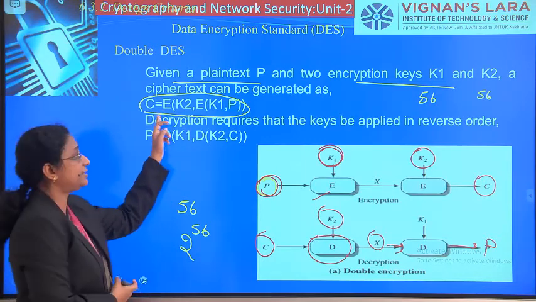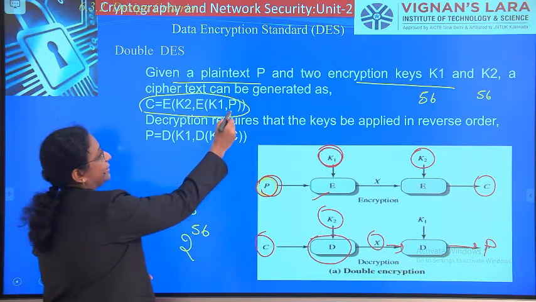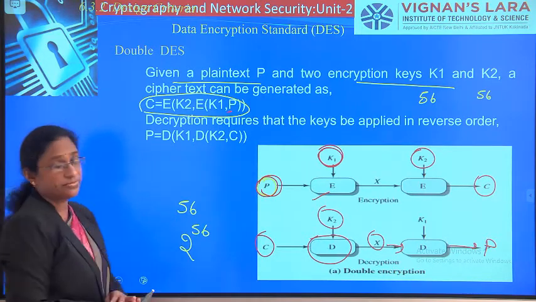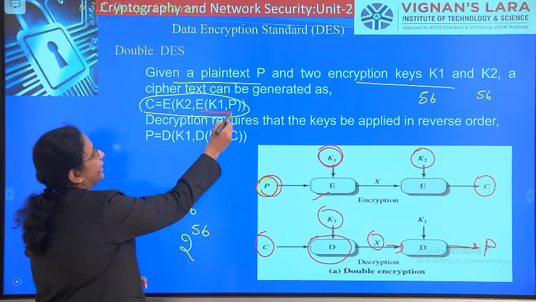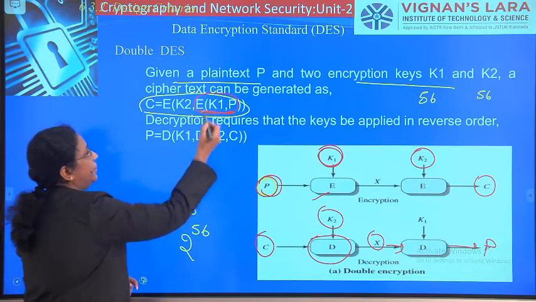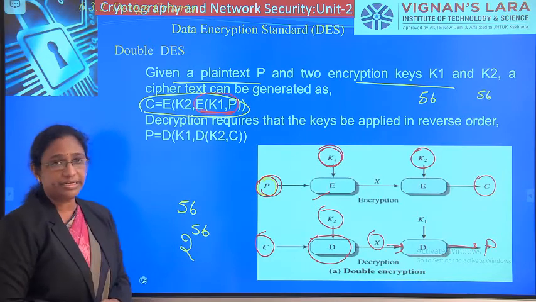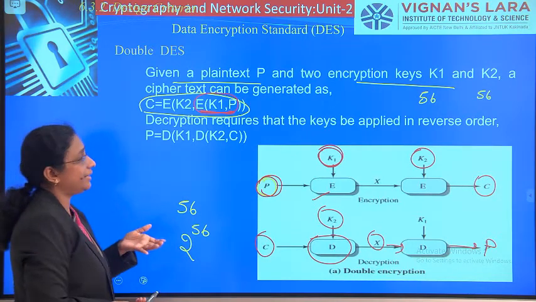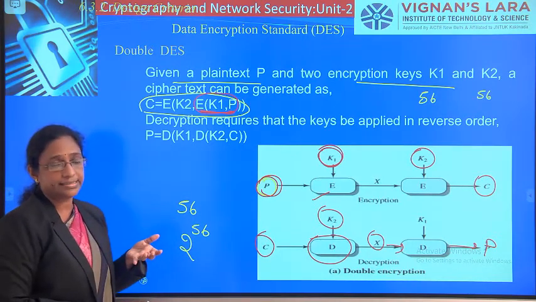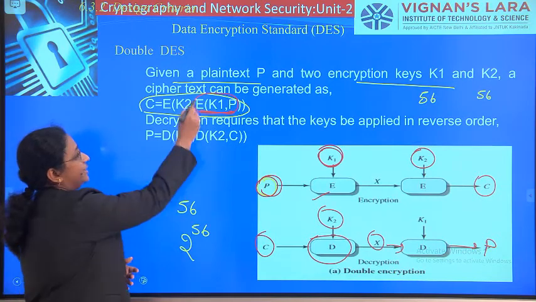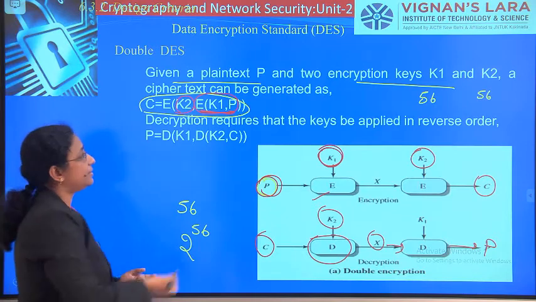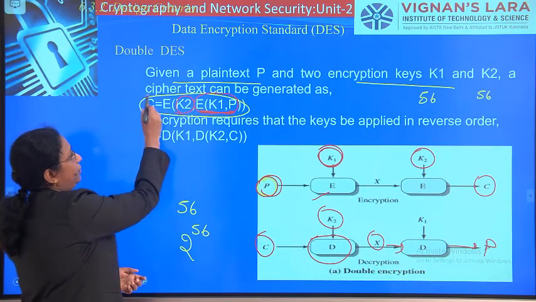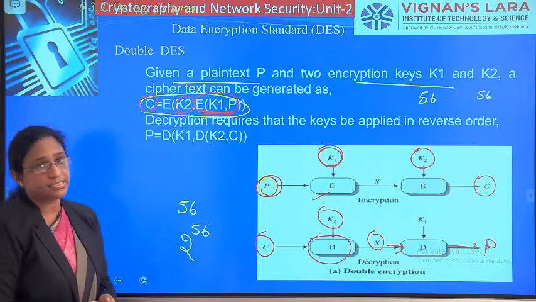To obtain the ciphertext, first we have to take the plain text. That plain text is encrypted with the key K1. Then you will be getting some ciphertext, say X. That X is again encrypted with the key K2 to get the ciphertext C.